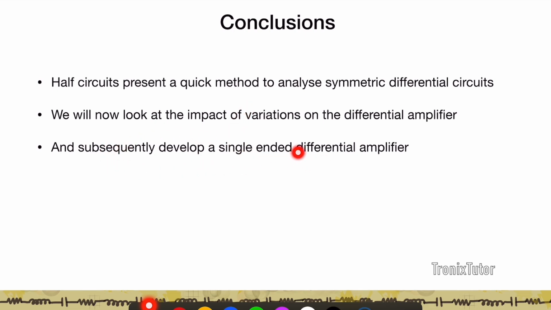And then we'll subsequently develop a single-ended differential amplifier. One of the drawbacks of the current differential amplifier is that the output is also differential. Many times we'd like the output to be single-ended. So we'll see how you convert this symmetric circuit to an asymmetric circuit where the output is pulled from only one of the nodes.